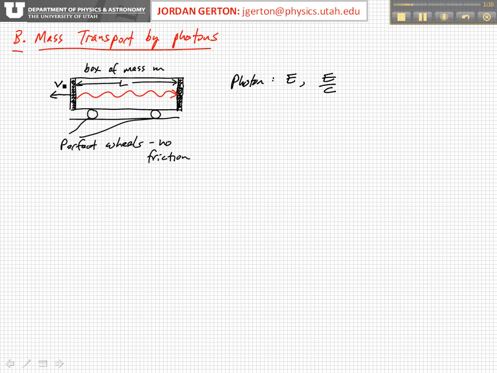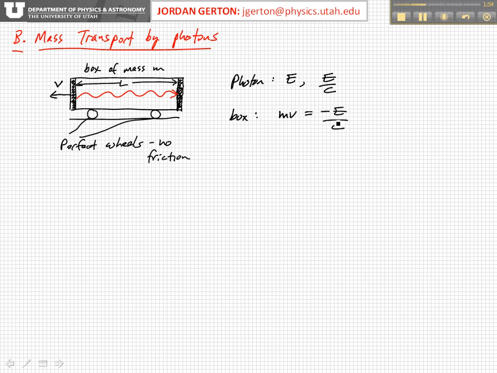This acceleration actually happens very quickly. Once the photon has been emitted, this velocity v has been acquired, and since it's frictionless, the velocity is constant. So the momentum that the box acquires via this recoil from the emission of the photon is mv, and it has to be equal to minus E over c.